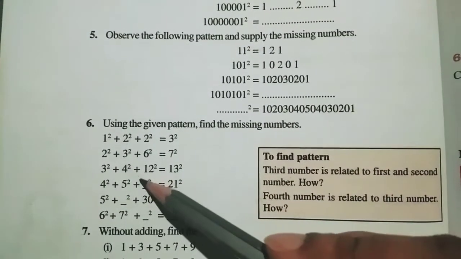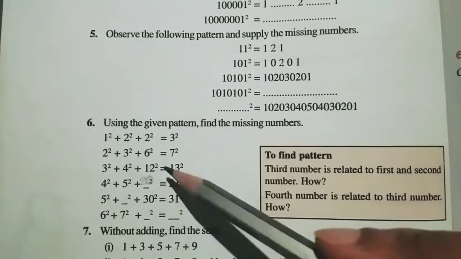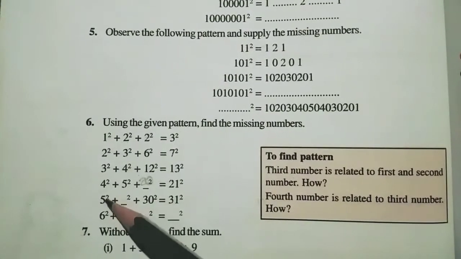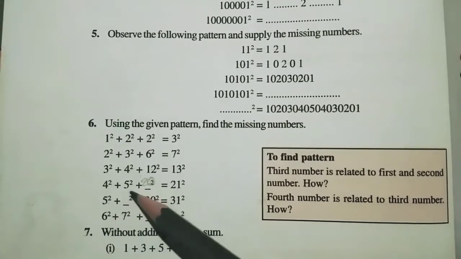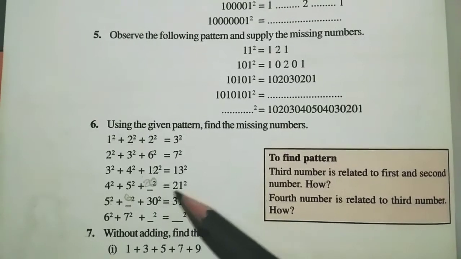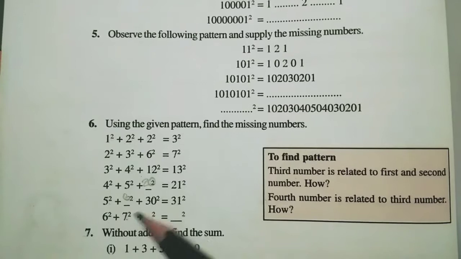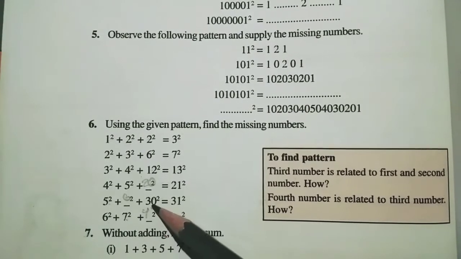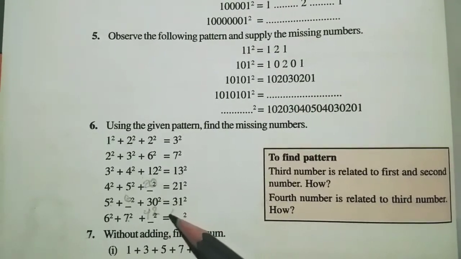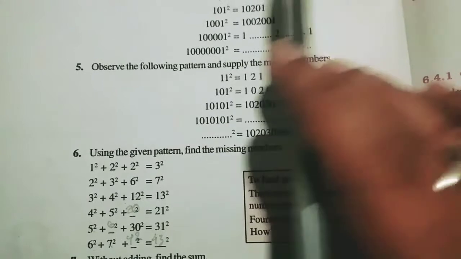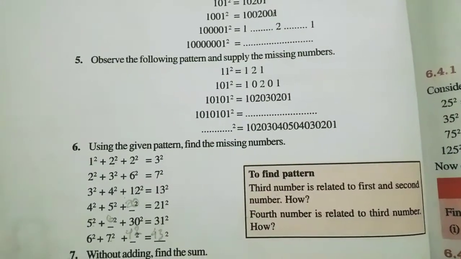So the missing number here will be 20. Then here 30 is given. What number will multiply with 5 to get 30? It will be 6. 5 times 6 is 30, and 30 plus 1 is 31. And here 6 times 7 is 42, and 42 plus 1 is 43. In this way, very easy. All these patterns are very easy, so do all these patterns by yourself at home.